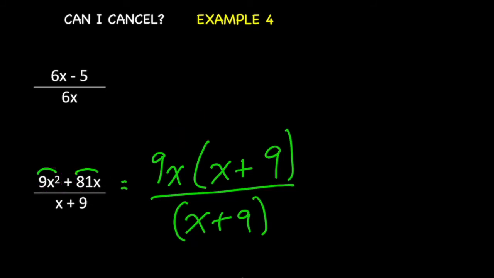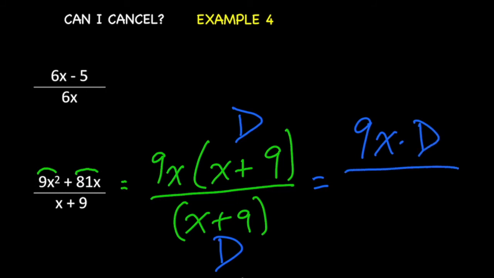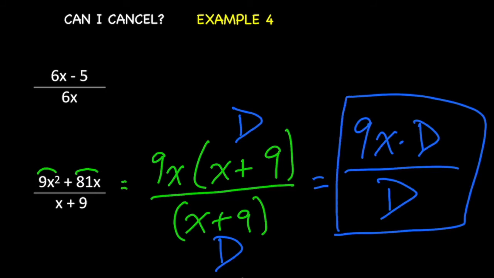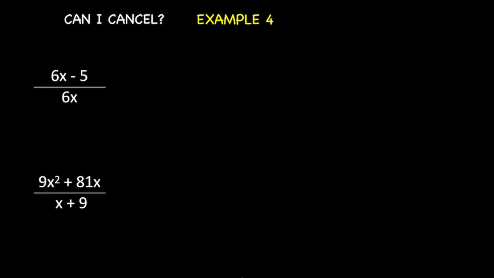Now, we have a situation where we have a plus sign, but it's within parentheses. We are legally allowed to cancel. Again, we can consider these parentheses each as a capital D. That would mean you have 9x times D over D. It's clear when it's written like this that the D's can be canceled. And in this case, they completely disappear. You don't even have to rewrite x plus 9 for D.